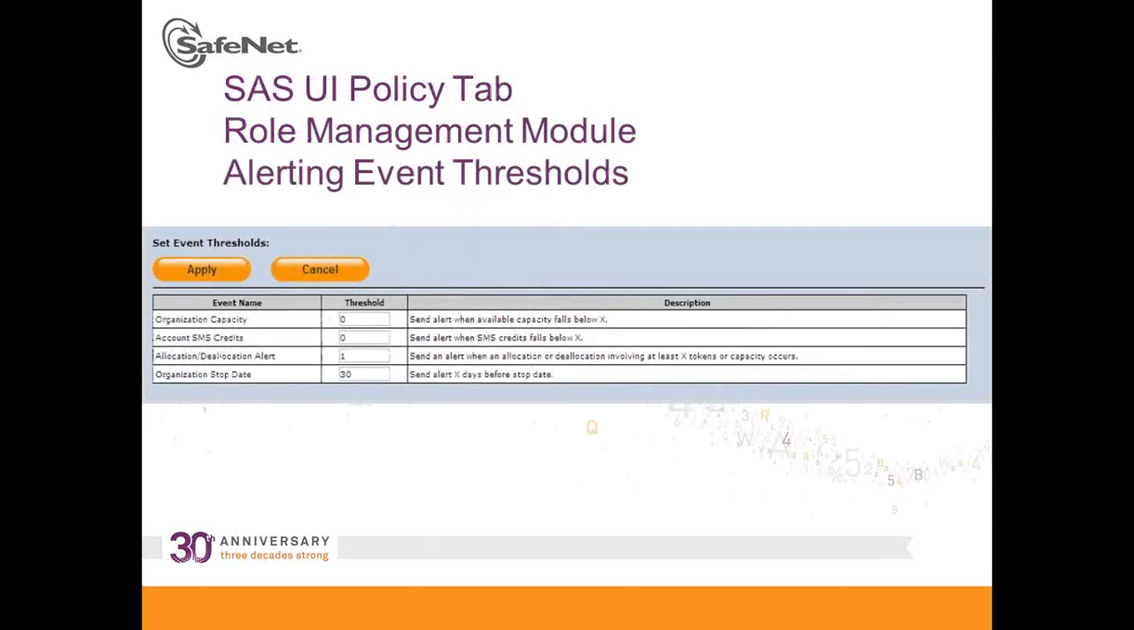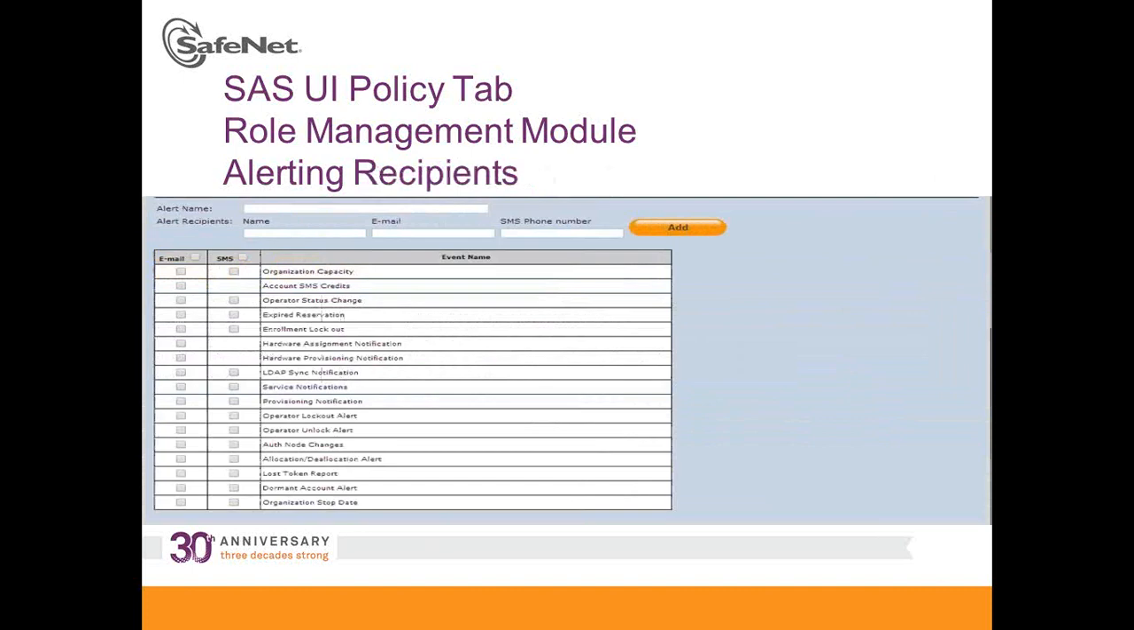So on the policy tab, we also have the ability to define some alerting. The first thing we need to do is define our thresholds. So these are based on capacity, credits, allocation, deallocation, and stop dates. Where we have thresholds, we also have alert recipients. So we have the ability to define who's going to receive, whether it's an email or an SMS, which types of alerts. And you can see here there's a number of alerts. When I have customers using the LDAP sync agent, I highly recommend that they enable the LDAP sync notification.